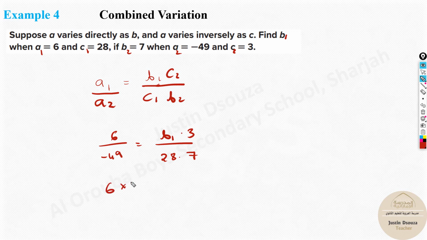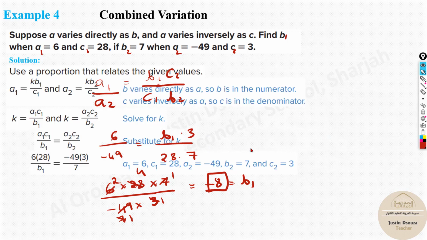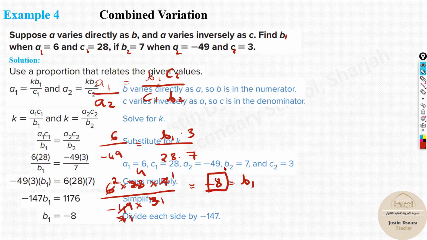It will be 6 times 28 times 7 divided by minus 49 times 3. So 7 7s are 49, 1 time, 7 times, 7 1 times, and this is 3 4 times over here. 3 1 time and 2 times. So the answer would be negative 8. That is equal to B1. So this is the answer. It's minus 8. That's it. You can put this directly in calculator and solve. It's up to you. Okay, the answer is correct. So that's the answer. I hope this is clear.